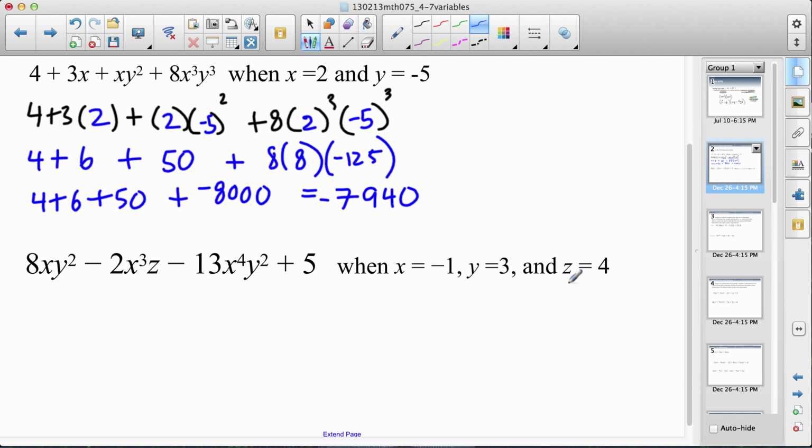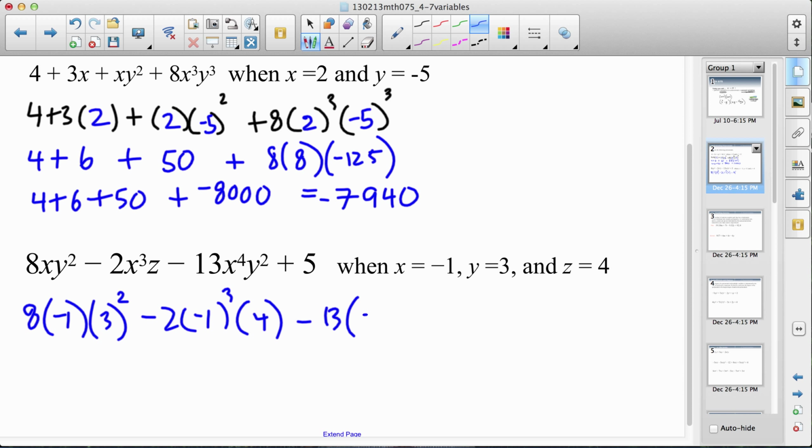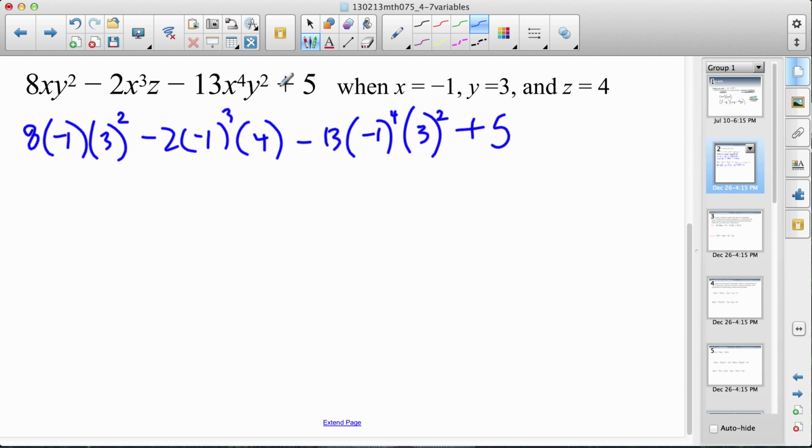Maybe try this one on your own and see what you come up with. And then press play again and see if we're right. So 8 times x is a negative 1 times y is a 3 squared minus 2 times x is a negative 1 cubed times z is a 4 minus 13 times x is a negative 1 to the 4th, and y is 3 squared plus 5. Okay, hopefully I did all that right. That's a lot of plugging in that you have to be careful of.